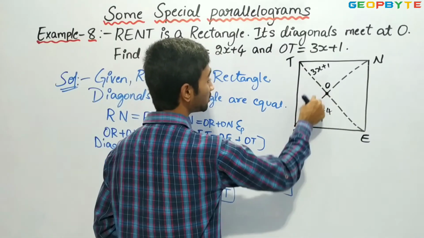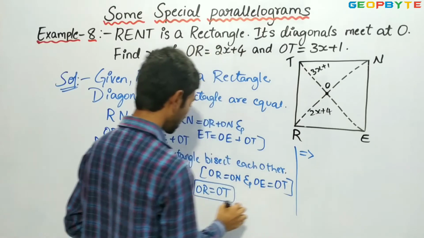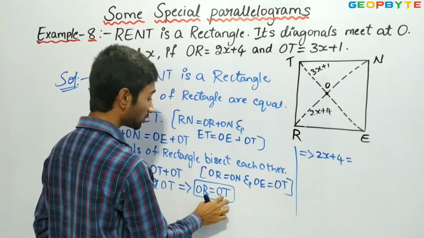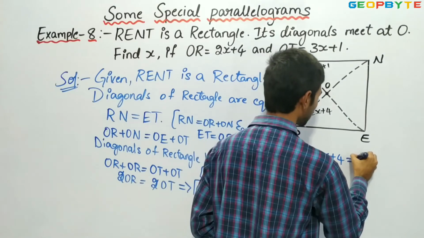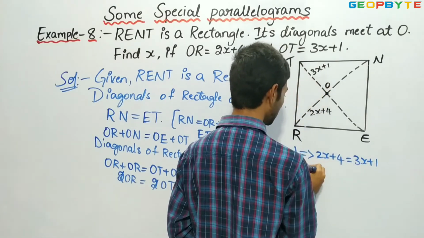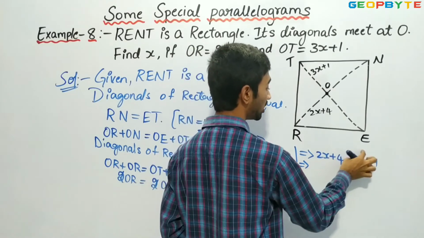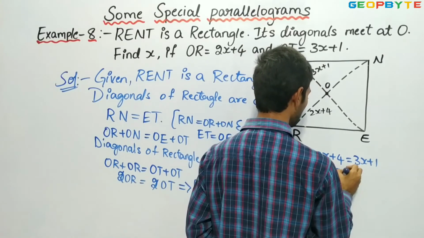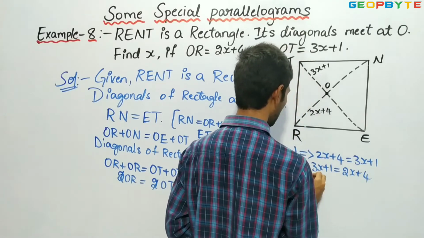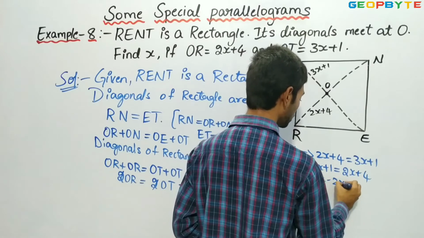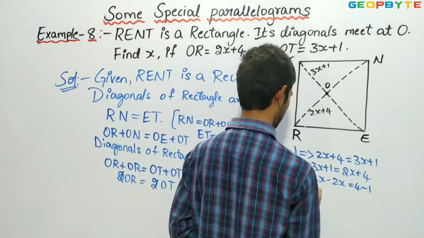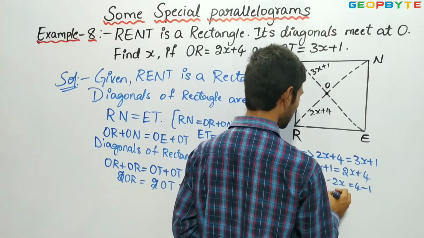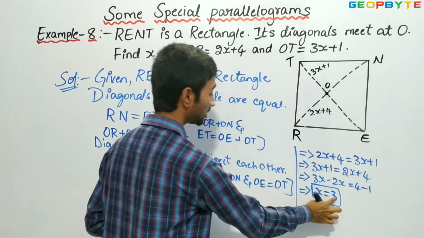So we got OR is equal to OT. That means here OR is equal to 2x plus 4, and OT equal to 3x plus 1. Now let us bring all variables to one side and all numbers to one side. So this equation can also be written as 3x plus 1 equal to 2x plus 4. That implies 3x minus 2x equal to 4 minus 1, so x equal to 3. So we got the value of x equal to 3.